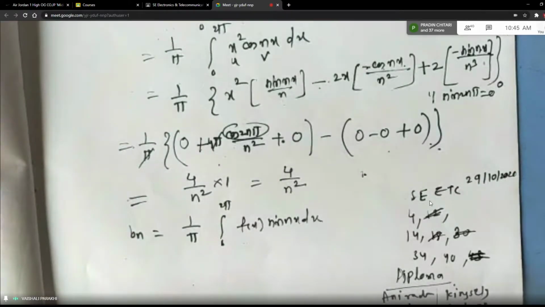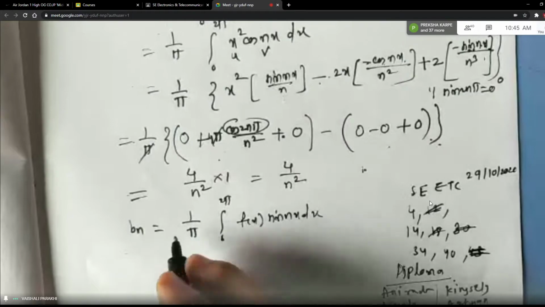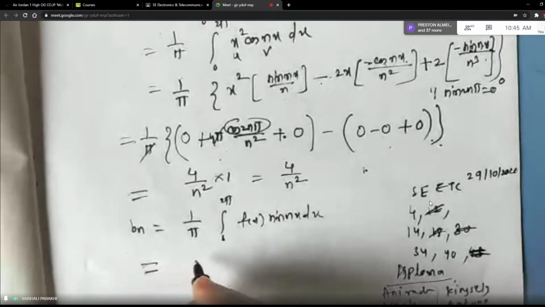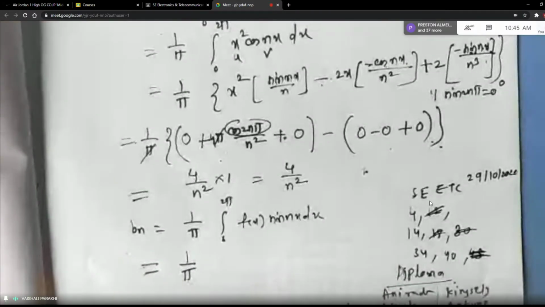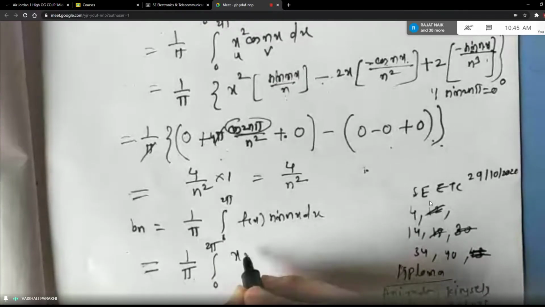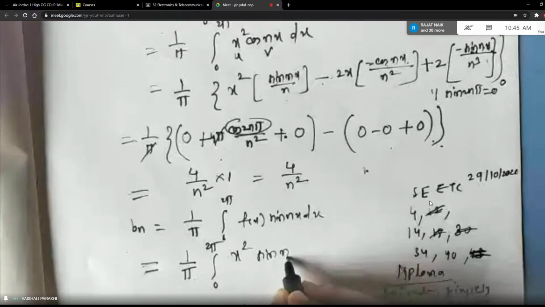Okay. So let us do it for the students who have not done it, or who had tried but are not getting it. See what happens, students. 1 by pi, which is a constant, outside, integral 0 to 2 pi. F of x is our x square function, which is always given in the problem, right?